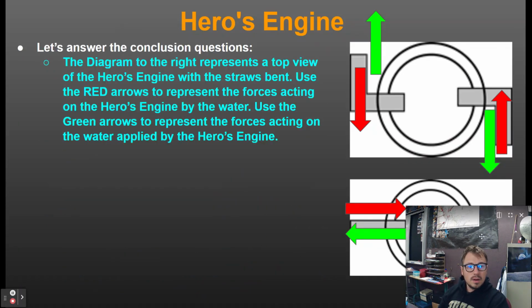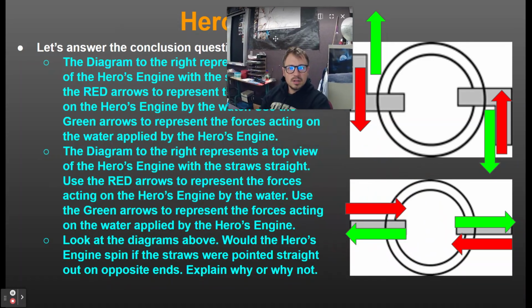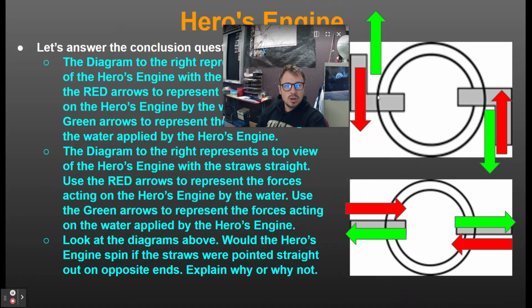So what I had you do was do two different diagrams. These are sort of like free body diagrams. The Hero's engine with the straws bent. Use the red arrows to represent the forces acting on the Hero's engine by the water. Use the green arrows to represent the forces acting on the water applied by the Hero's engine. There's two here: one where the straws are bent, in which the Hero's engine spins, and one where they aren't bent, where it did not spin.